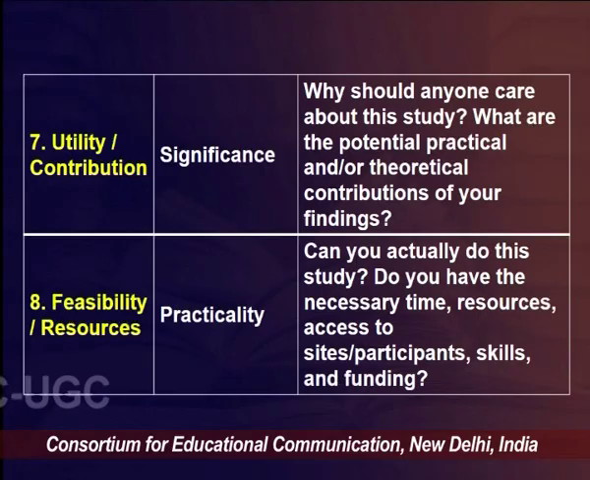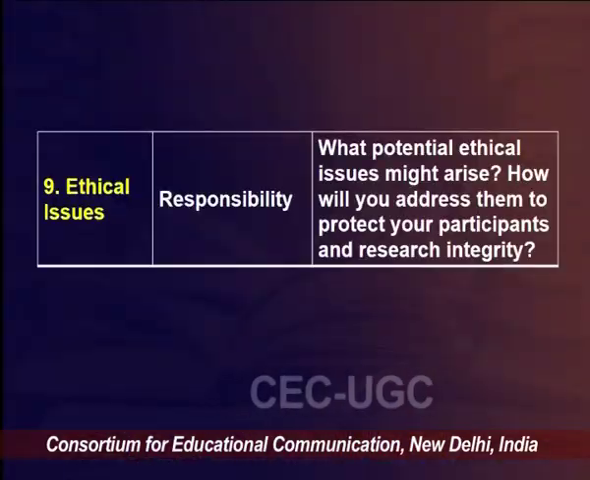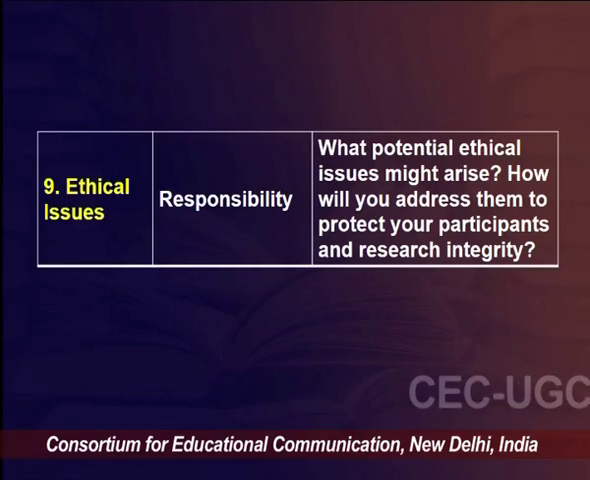The 8 is feasibility of resource, that is the focus is practicality of the research. Can you actually do this study? Do you have the necessary time, resource, access for doing the research? And the ninth key element is ethical issue, which talks about being responsible. What potential ethical issues might arise? How will you address them to protect your participants?